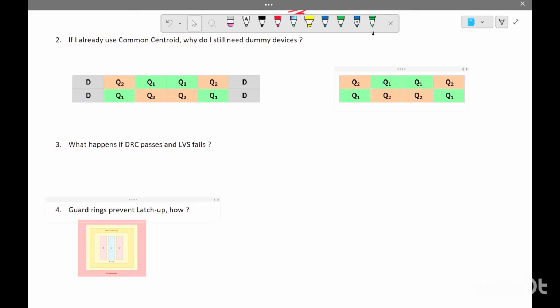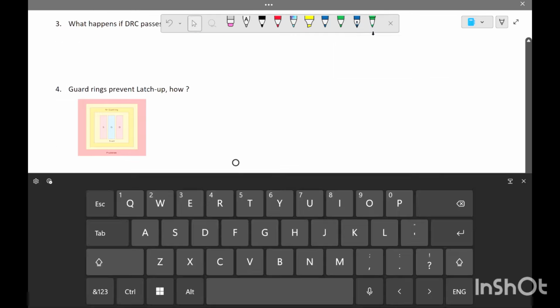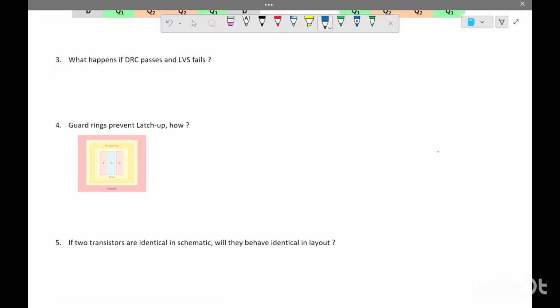will help us to collect the minority carriers which are there on the transistor during latch-up conditions, and will provide a low resistance path to the supply and ground respectively, based on the type of guard ring we have used. Let us take an example of this. In this particular example, we have drawn the guard ring for this particular MOSFET here, right?